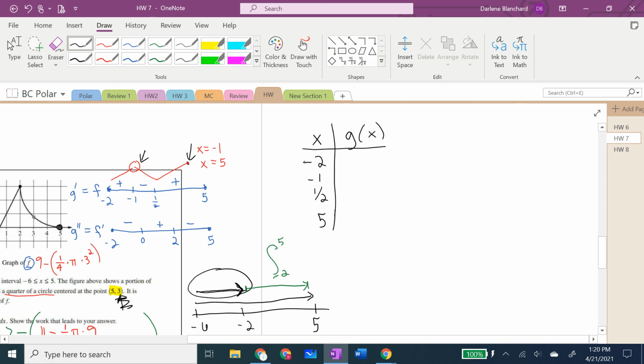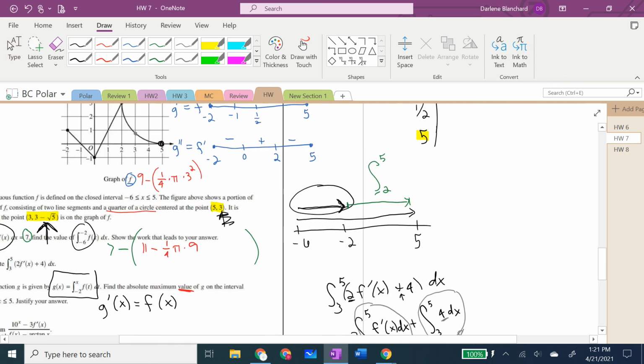So if you check only -1 and 5, you need to make sure that you explain to them that you know that the derivative of g is positive, and then state what intervals. The derivative of g is negative, and then state the intervals. You would need to do that.